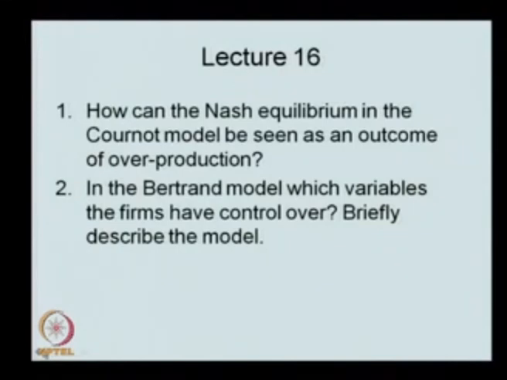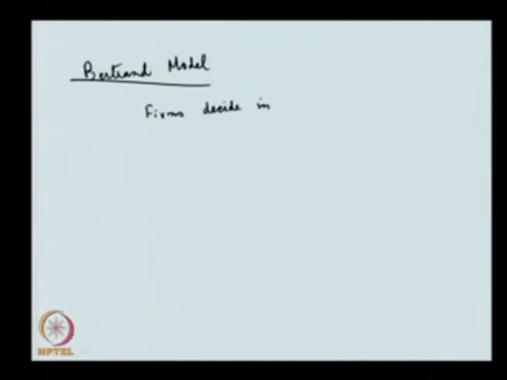Okay, the second question: in the Bertrand model, which variables do the firms have control over? Briefly describe the model. Firms here decide individual prices.